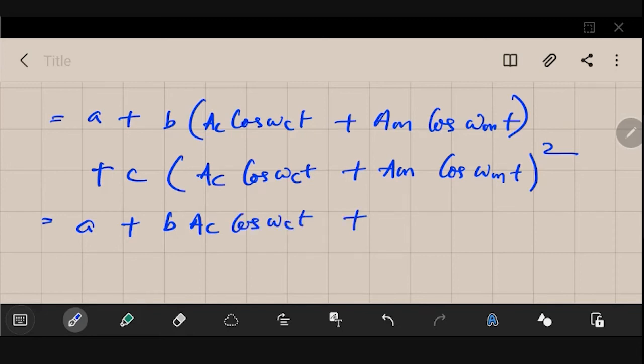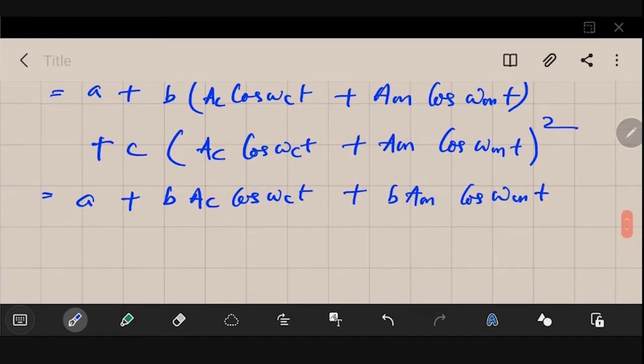Okay, that plus BAM cos omega mt. Got it? And then that plus C. Here, if you see inside this bracket, you could see there is AC cos omega ct plus AM cos omega mt, and then there is a whole square on top of that. So A plus B whole square is equal to A square plus B square plus 2AB. So it has to be expressed in that way.